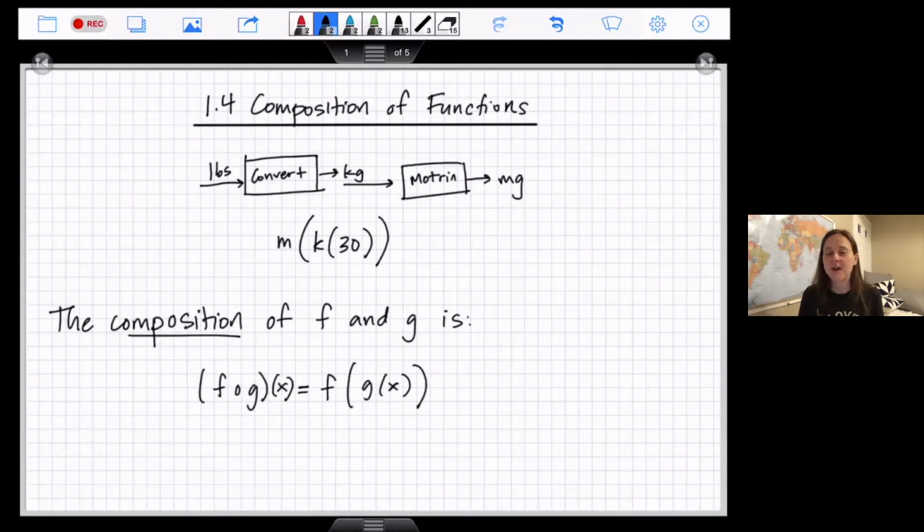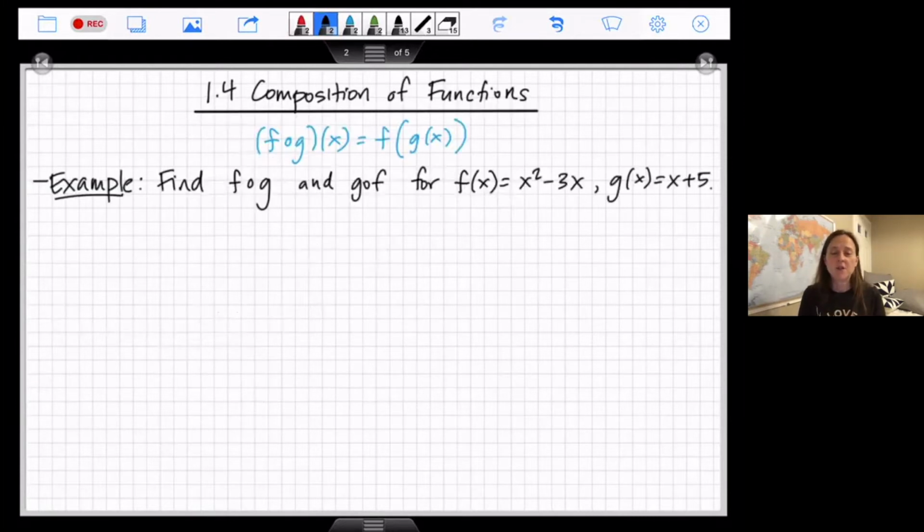So let's actually find the composition of a couple of different functions. All right, so copy down our definition of composition of two functions in blue there. And they've asked us to find both f composed with g and g composed with f for these two functions, f of x and g of x. And it's important to note that f composed with g and g composed with f are not the same thing. It's kind of like subtraction and division. It matters what order you do it in.